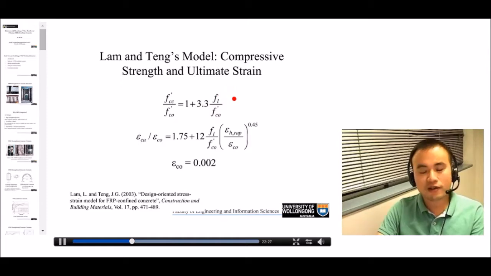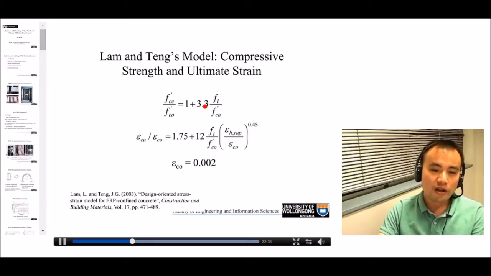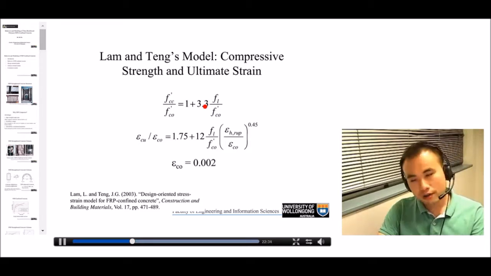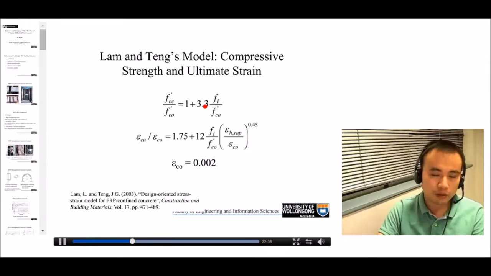And if you are familiar with steel-confined concrete, you may notice that this factor 3.3 is much lower than some famous models for steel-confined concrete. For example, in Richart's model in 1928, he used a factor of 4.1 for steel-confined concrete. So just keep this in mind, and later on I will explain a little bit why this is the case, that for FRP-confined concrete we use a lower factor.